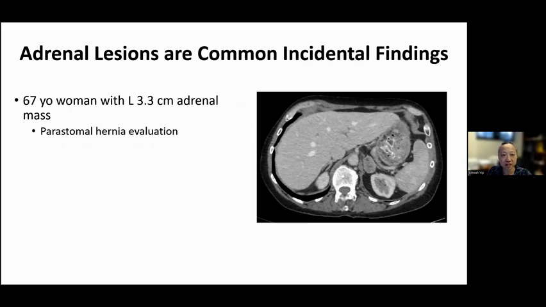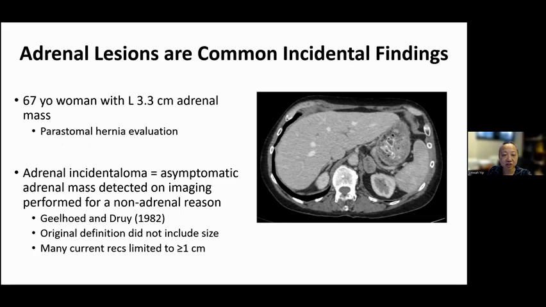So just to start with a case, adrenal lesions in general are very common incidental findings, and that's typically how we identify adrenals, usually through incidental imaging. And so, for example, this is a 67-year-old woman who had a left 3.3 centimeter adrenal mass that was seen on imaging obtained as part of a peristomal hernia evaluation. I saw her maybe about 4 to 6 weeks ago.